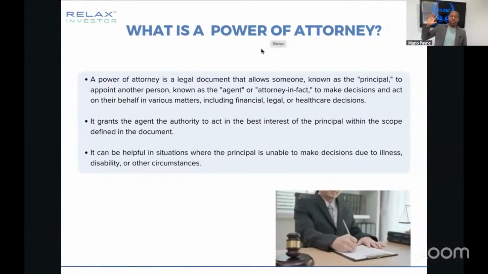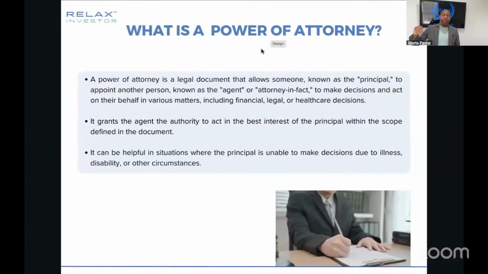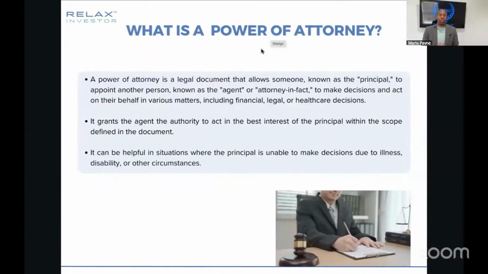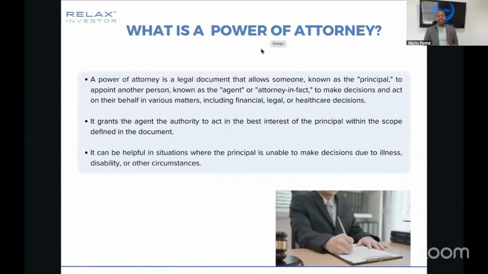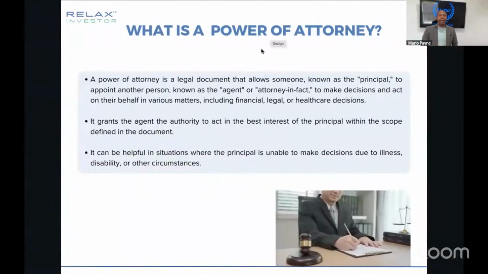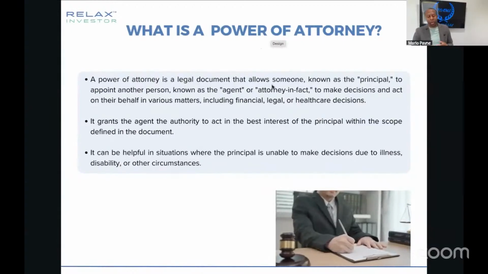So to make sure we bypass probate from a bank account standpoint, we do a POD on the bank, but we also want to make sure the power of attorney makes sure everything is in order, because when a person passes away, that power stops. It grants the agent authority to act on behalf of the principal within the scope of anything defined in the document, which we'll talk about shortly. And it can be helpful in situations where you're unable to make decisions.